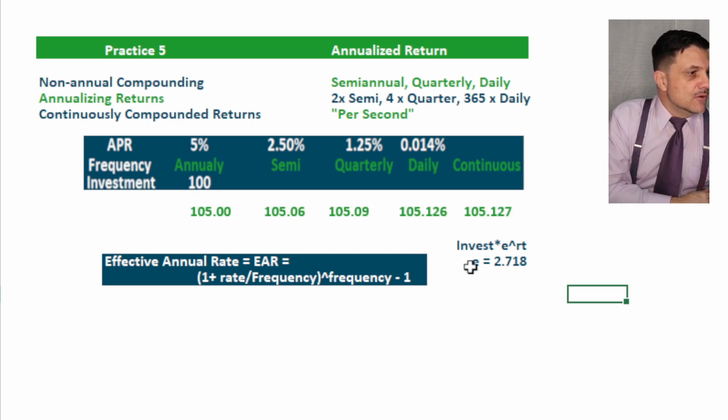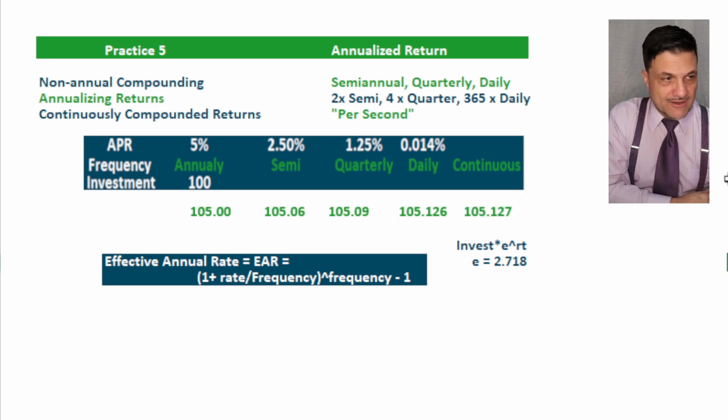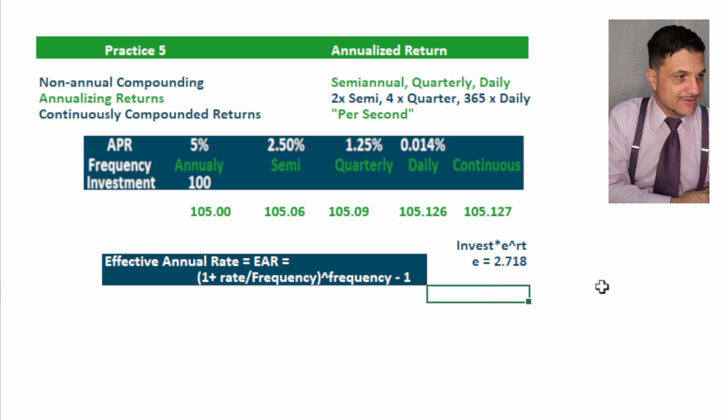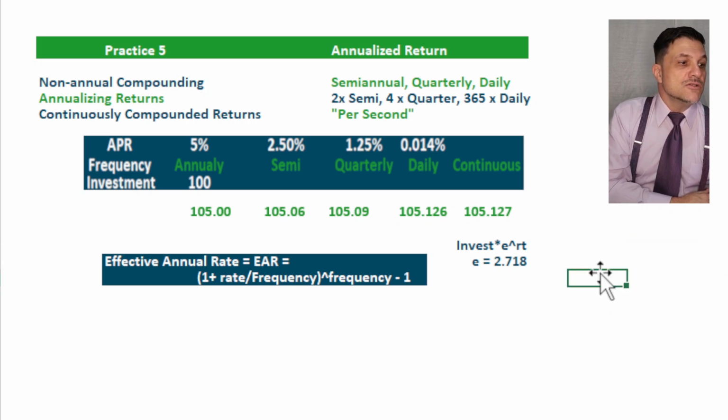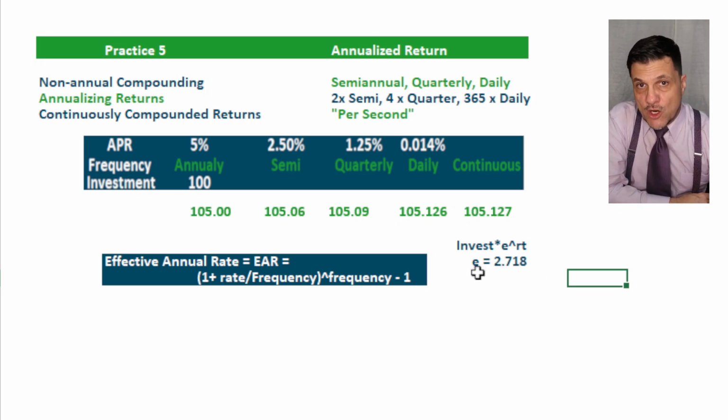So what I want to stress here is the following: how to compute continuous compounding. How do I do the continuous compounding, right? You can do it the following way. You can use the formula, look, investment times e, the constant e, to the power of rt, okay? And e equals 2.718. Put that in your pocket, friends. The constant e is equal to 2.718.